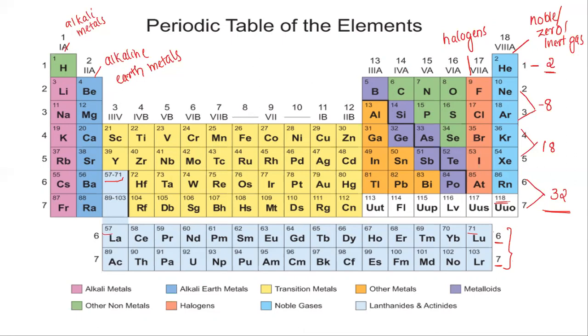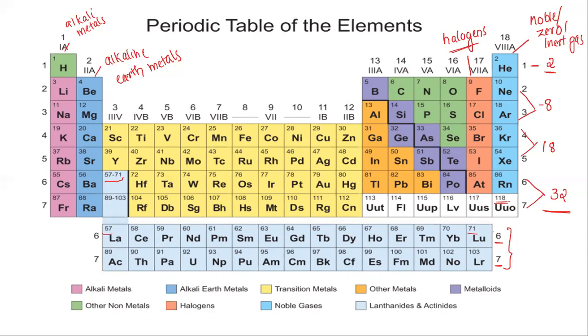So the modern periodic table consists of 118 elements, 7 periods and 18 groups. Elements are arranged in the increasing order of their atomic number. The shortest period is the first period. It consists of only 2 elements. The longest period is 6th and 7th, containing 32 elements. Then first group is alkali metal. Second group is alkaline earth metal. 17th group is known as halogens. 18th group is noble gas, zero or inert gas.